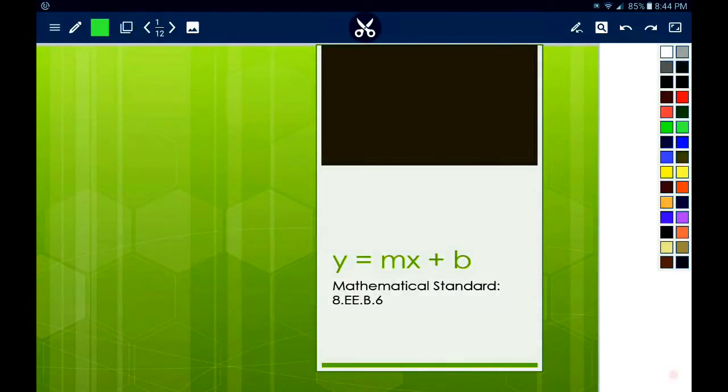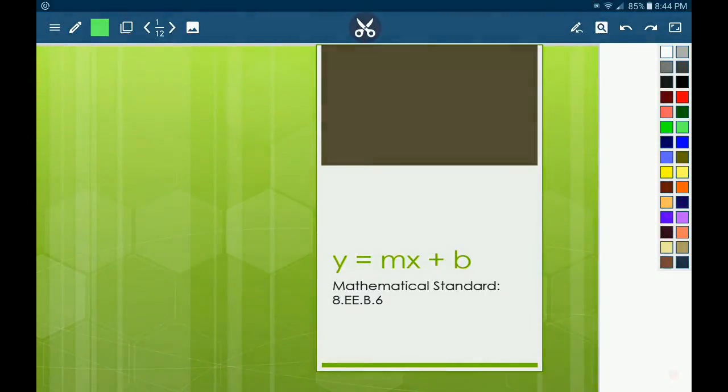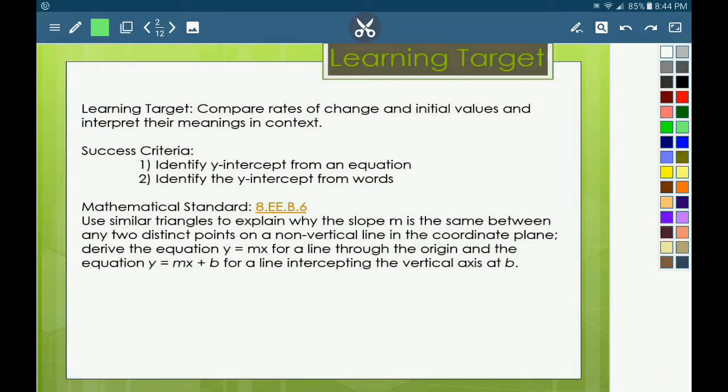Today we're going to be talking about y equals mx plus b. This isn't a new concept for us. I have mentioned it a couple times, so we're just going to really solidify the idea today. Our learning target, again, is comparing rates of change and initial values and interpreting them in context. So it's the same learning target as yesterday, but let's see, what are we going to be able to do at the end of the day today?